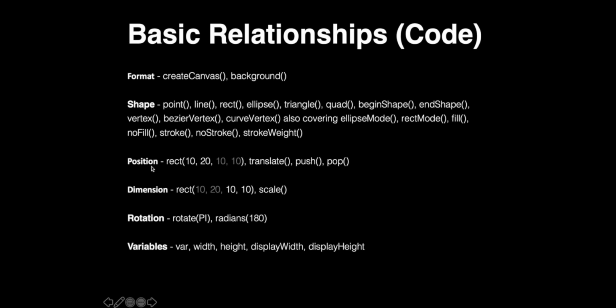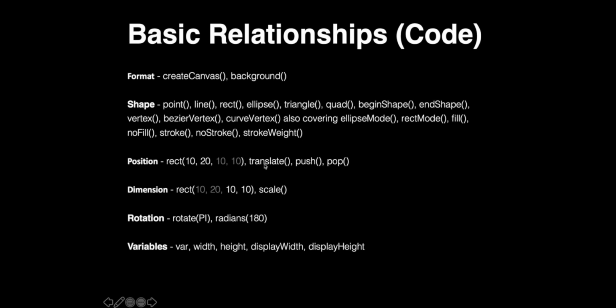For positioning, most of the standard shapes like rect or ellipse, you can pass in an x and y coordinate for where you're going to draw those shapes. So the first 2 values in this function that you're going to pass in are going to be the x coordinate and the y coordinate for where this is going to show up on your stage, on your canvas.